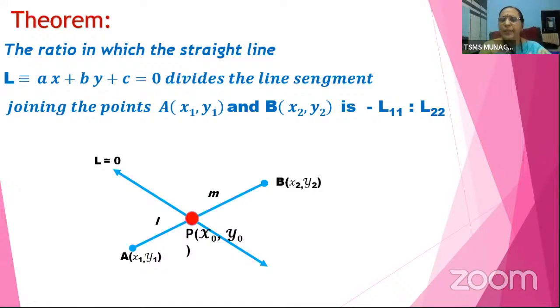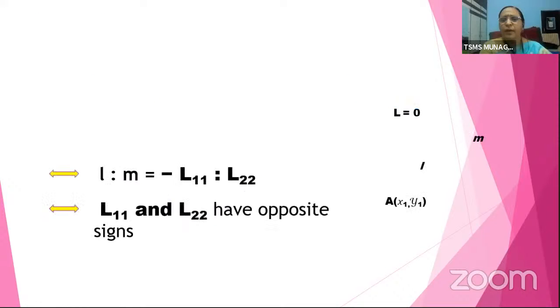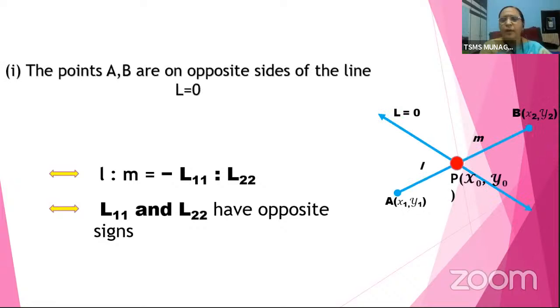Dear children, this is one important point that you have to note down and remember for your public exam and also for all your competitive exams. For your competitive exams, this point will help you a lot. Whenever L11 and L22 are of opposite signs, the ratio will be positive, and if the ratio is positive, the points are on either side of the straight line. That is, they are on opposite sides.